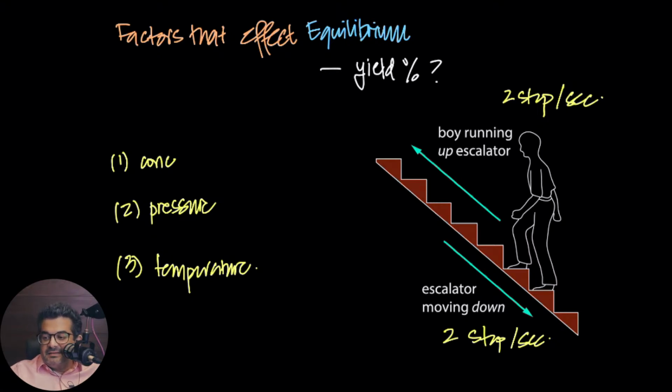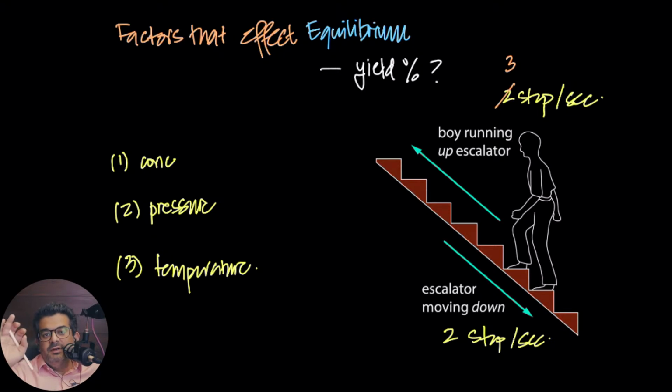Now in this particular case, if this boy suddenly says, you know what, for the next second I'm not going to do 2 steps per second, I'm going to do 3. Somehow he does 3. Well, the escalator is still moving down at 2 steps per second. What do you think will happen? The position where the boy stands will change. He will now be 1 step above, because he's going up 3 steps but the escalator is coming down 2 steps. So there's a net change of 1 step. The boy's position changed.